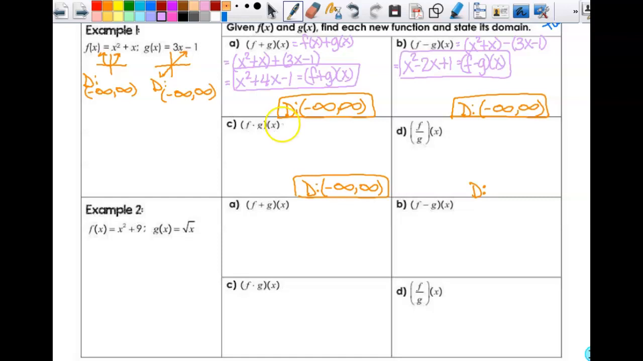F times g of x. So this is going to be x squared plus x times 3x minus 1. Do the first set of parentheses matter? Yeah. And the second set? Yeah, they both matter. When you multiply these, I'm just going to do FOIL. So this will give me 3x cubed minus x squared plus 3x squared minus x. It'd be fine to skip that step too, which you should be able to do, I would hope. This is 3x cubed plus 2x squared minus x. That equals f times g of x.